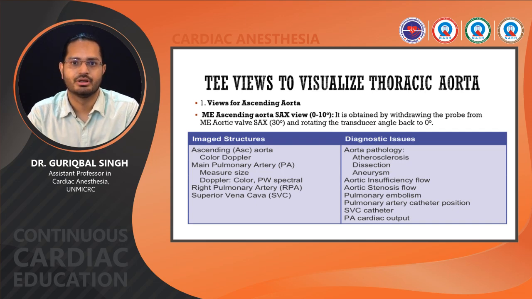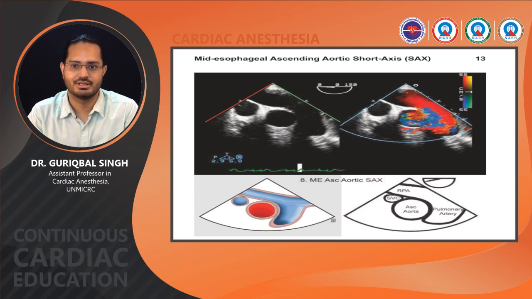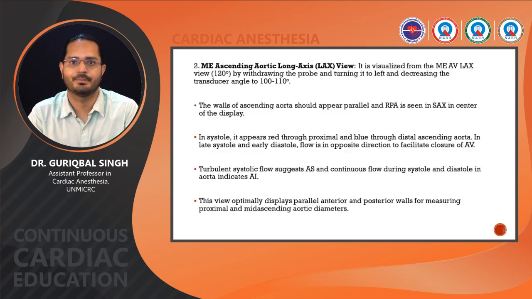We'll start with the first, the mid-esophageal ascending aortic short axis view, which is obtained by withdrawing the probe from the mid-esophageal aortic valve short axis view and rotating the transducer angle back to 0 degrees. So this is the view. We can visualize the ascending aorta along with the SVC, and we can see the main pulmonary artery along with the branch PA, which is the RPA.